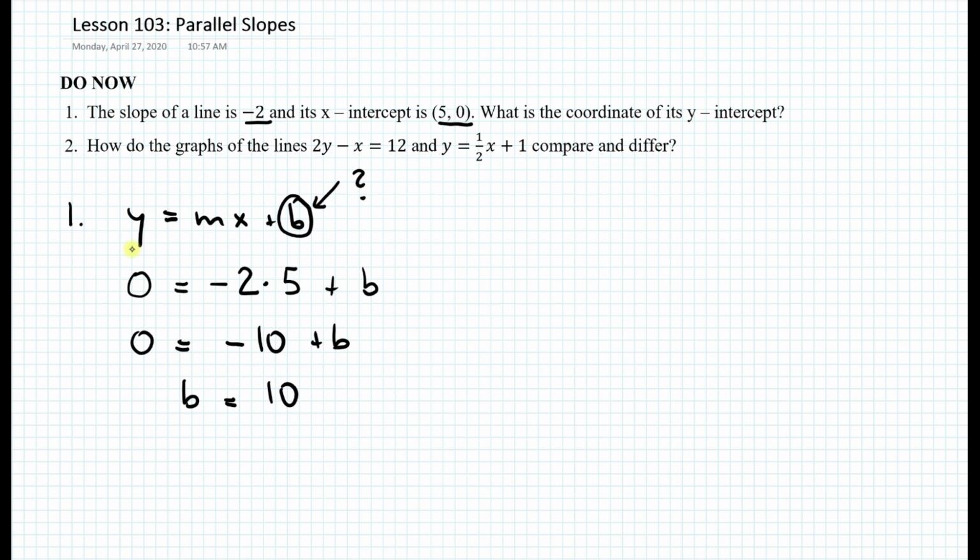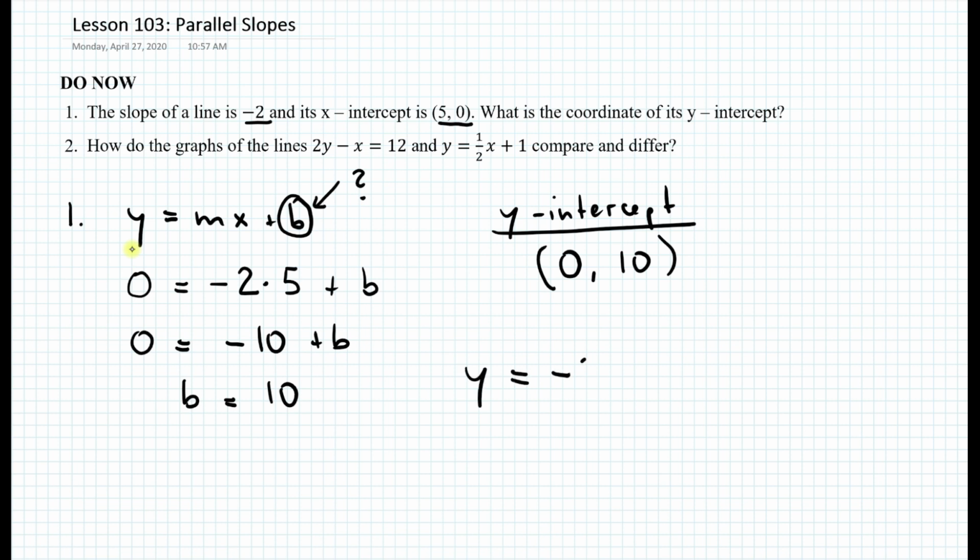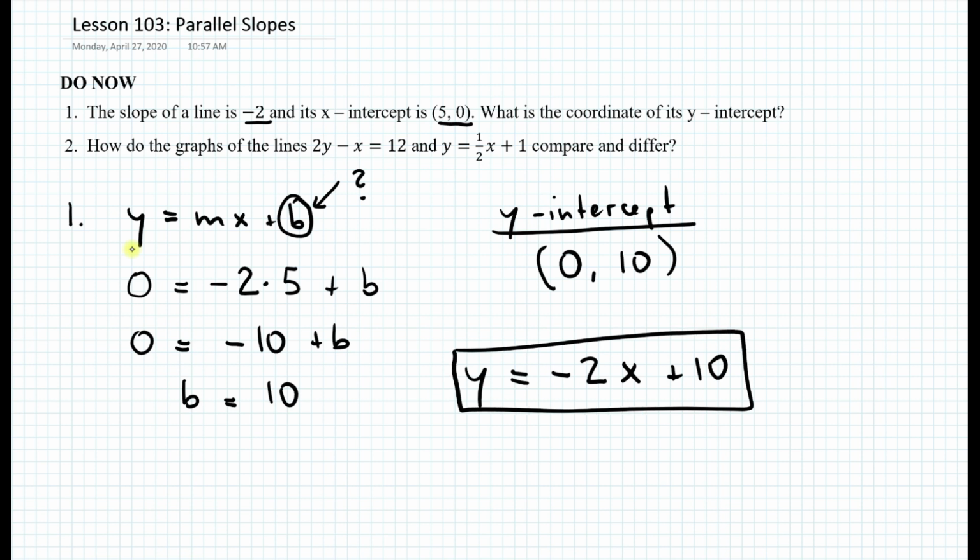So let me write this down, that the y-intercept is equal to, so we have an x value of 0 and a y value of 10. And that is the answer. If you're interested in writing out the equation, it would be y is equal to -2x plus 10. And that is the equation. But anyways, the answer is (0, 10).